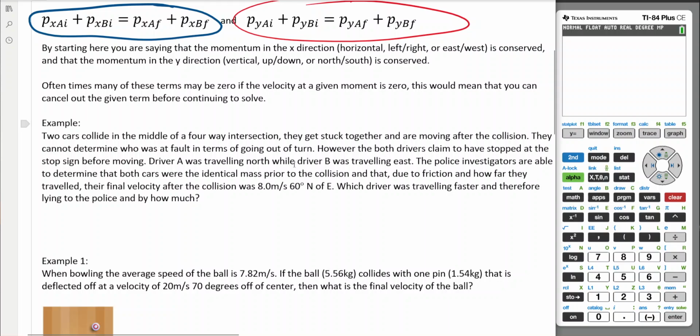Oftentimes, many of these terms may be zero if the velocity at a given moment is zero, and that means you can cancel out the term before continuing to solve. That zeroing out thing is so useful, it just speeds up the process instead of having to write it all out. It's the same skills that you would have used in Science 10 and also especially Physics 20 in the conservation of energy topic. So take a look back there if you need a little bit of a recap. But here in this example, two cars collide, and we're going to start trying some of these examples.